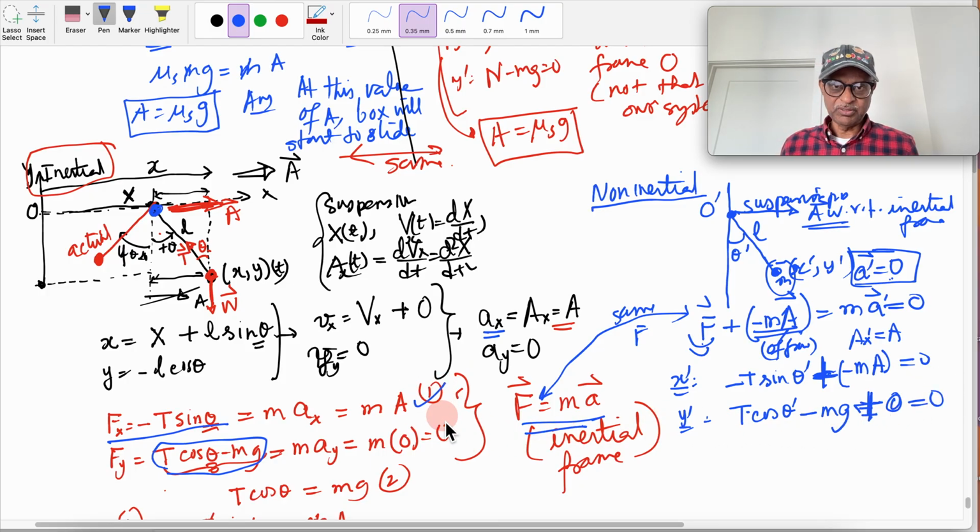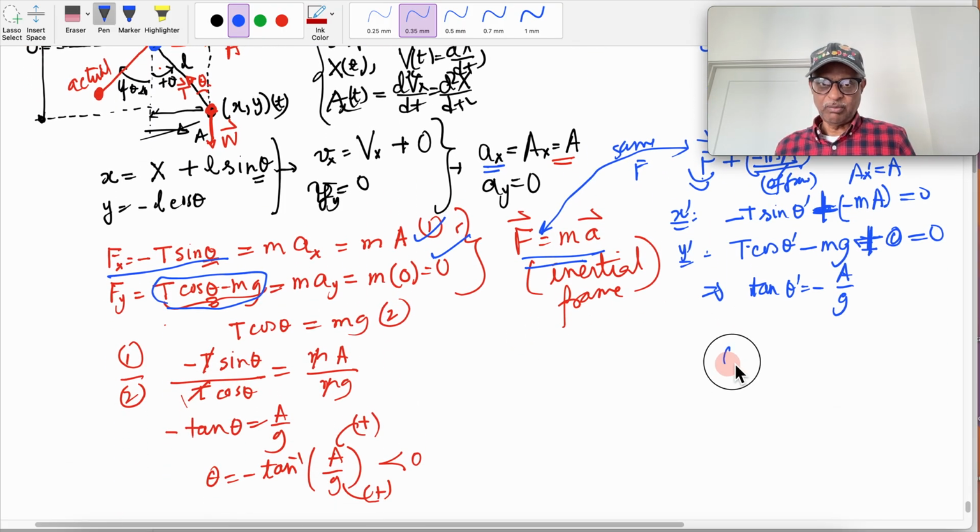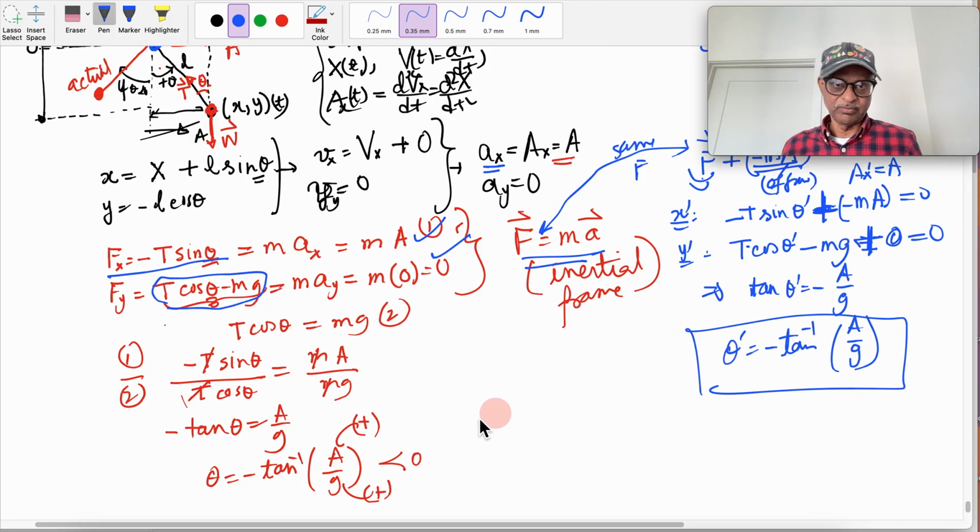Now this equation works the same way, and you're going to have tangent theta prime equal to minus A over g, which is the same answer. So theta prime is minus arctangent inverse of A over g. It's the same answer, so theta prime is theta in both.